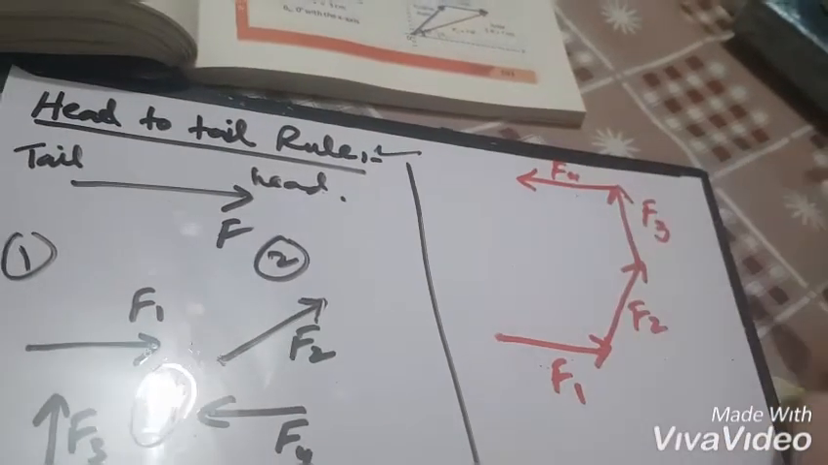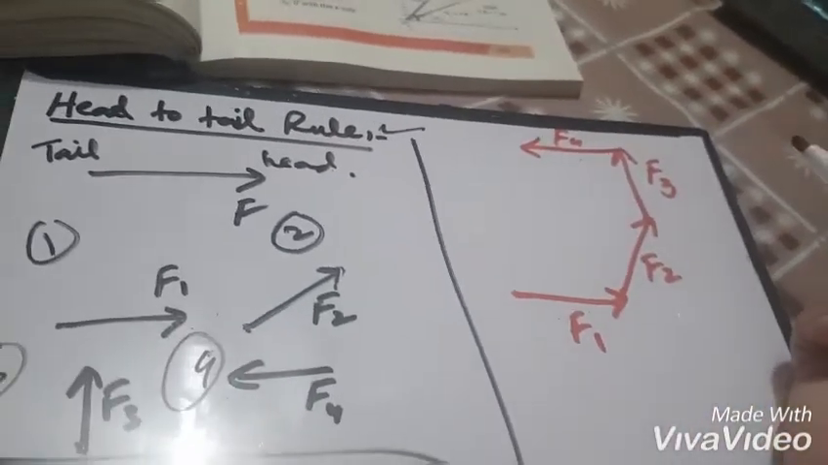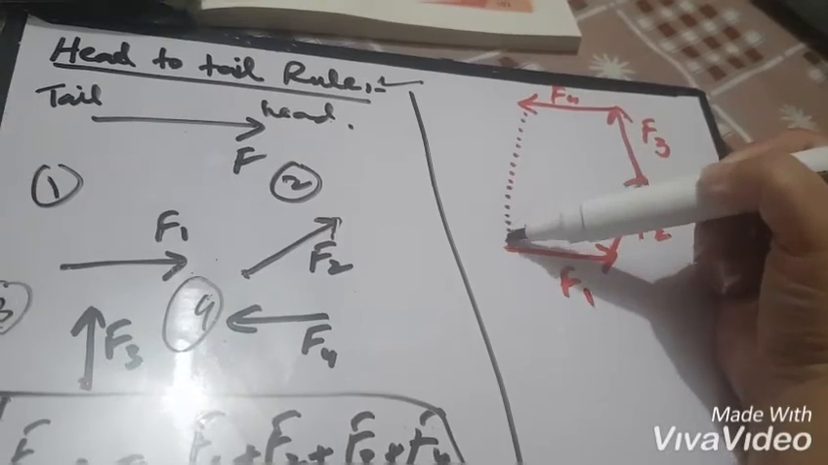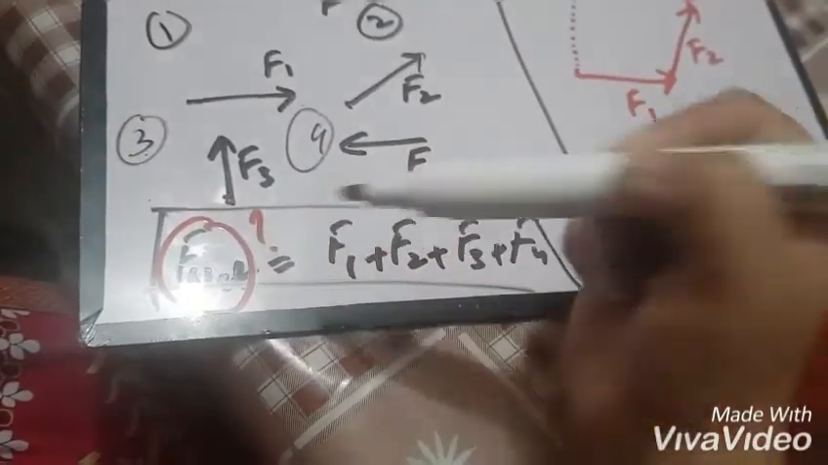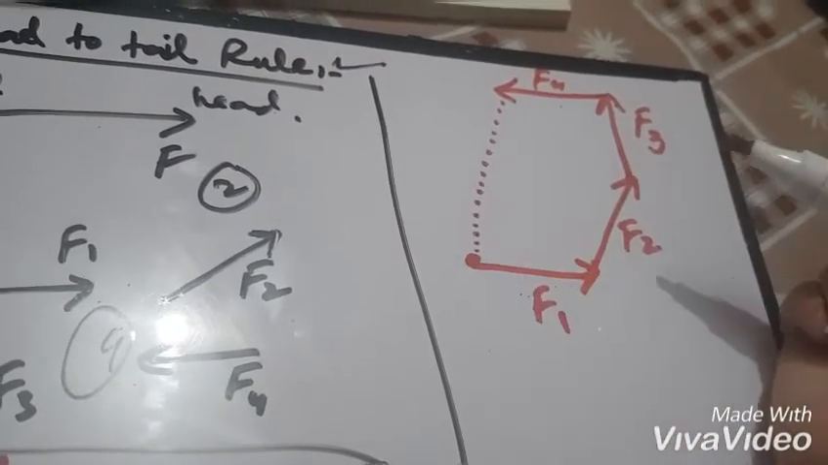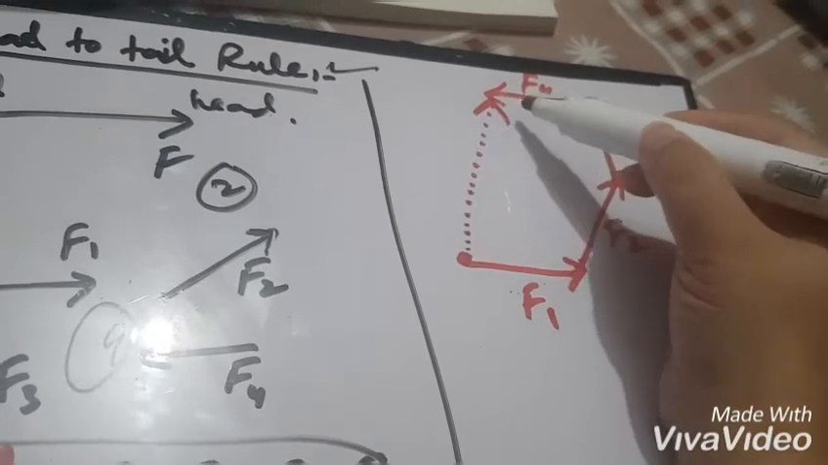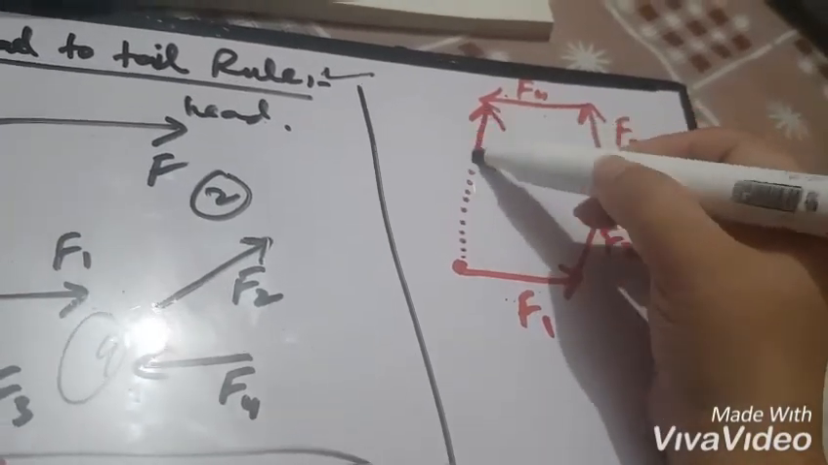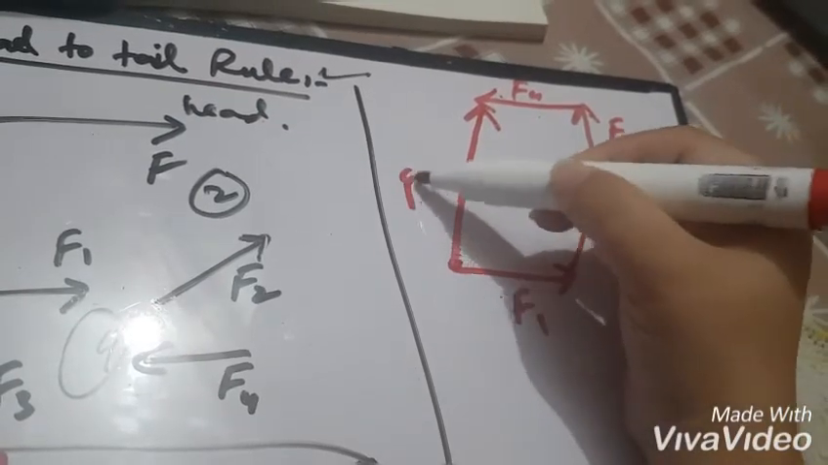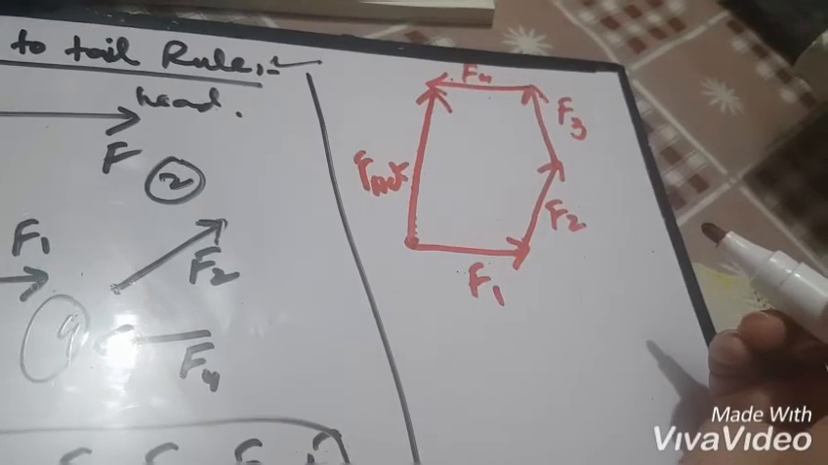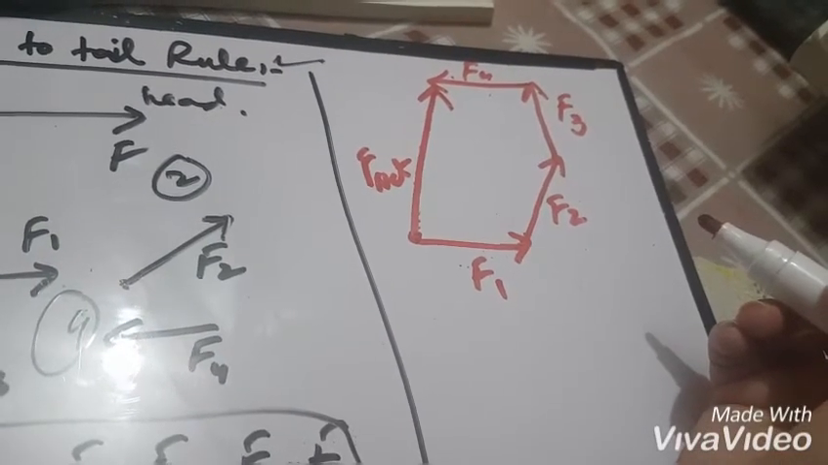This is f4. So what about the resultant? I just have to join the last vector with the first vector, because I also have to find the net vector or the resultant vector. Here the tail of the resultant should coincide with the tail of the first, and the head of the resultant should coincide with the head of the last vector. If I join these lines like this, this is f net, or the f resultant vector. So you can also add more than two vectors in the same way.